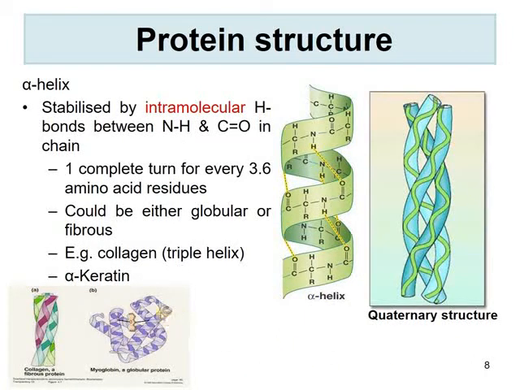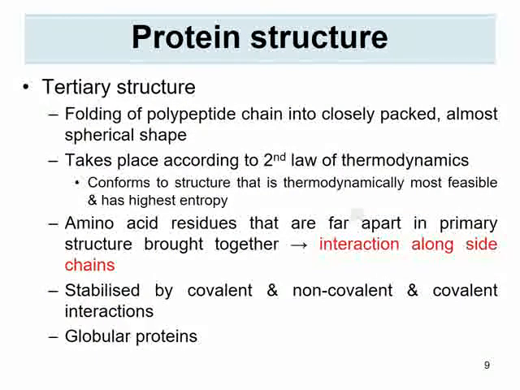Okay, so we said it can either be globular or fibrous. Look at the globular protein like myoglobin, globin coming from the word globular. And then we come to the tertiary structure, which is the 3rd level. We mentioned that secondary structure is folding of the polypeptide chain. However, in the tertiary structure, the folding is even more compact, into a closely packed, almost spherical shape. So it's becoming tighter and tighter.